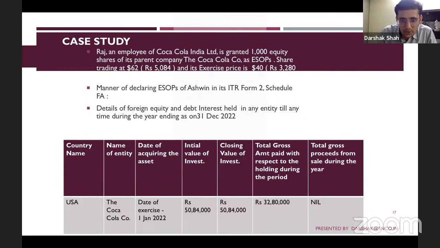If you see over here, the closing value of investments was 50 lakh rupees, and the value at which it is exercised is 32 lakh rupees. That's something which is required to be reported. And later on, if you sell the shares, then that is required to be reported. Currently, since in this example it is not sold, it is reflected as nil. So this reporting is required to be made in the ITR as far as the ESOPs are concerned.